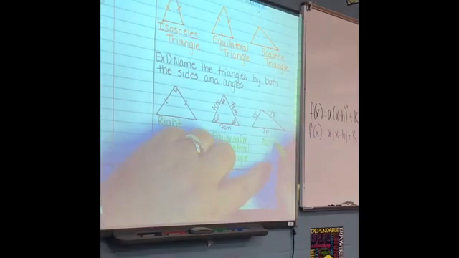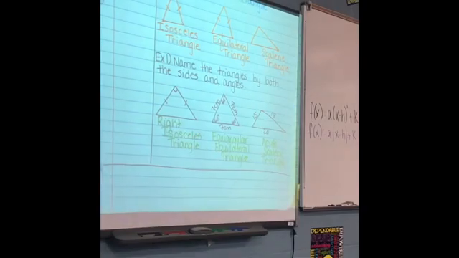What kind of triangle? Scalene. None of them are the same. It's a really acute scalene triangle. Oh. Come on, knee slapper. That was funny.